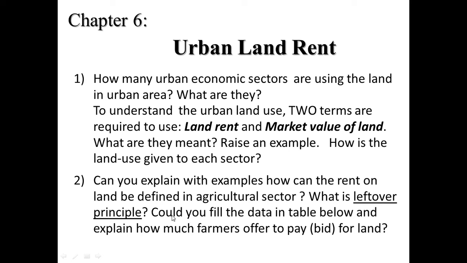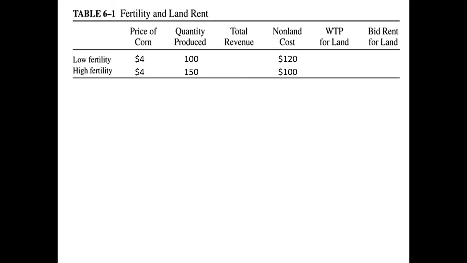Next question. Could you fill the data in the table below? Below means in the next slide. And explain how much farmers offer to pay for using the agricultural land. That means offer to pay, to bid for agricultural land. This is question number 2. In question number 2 you have one table to fill. Okay, this is the table.